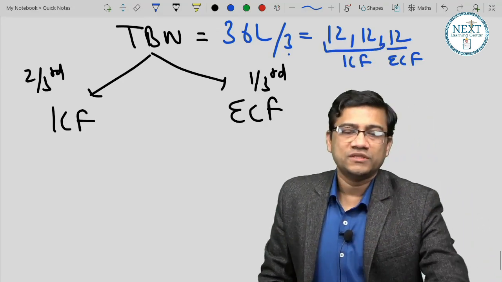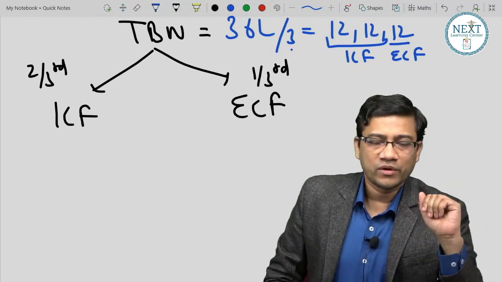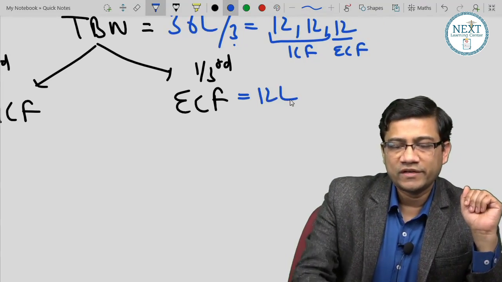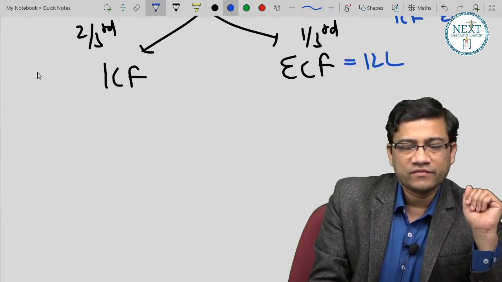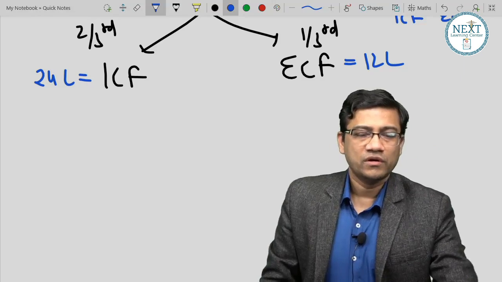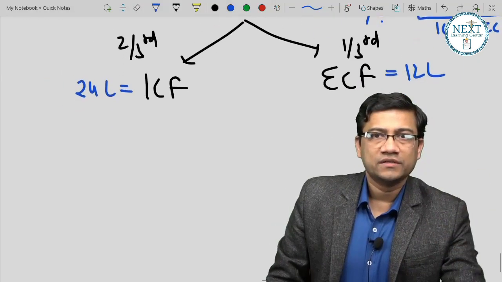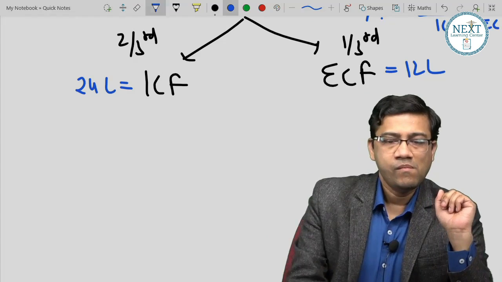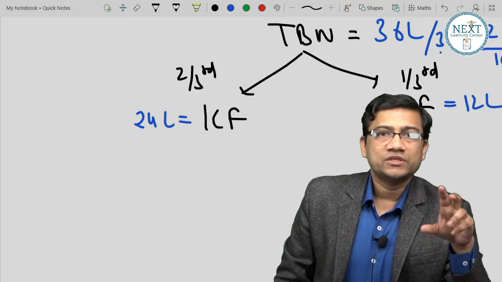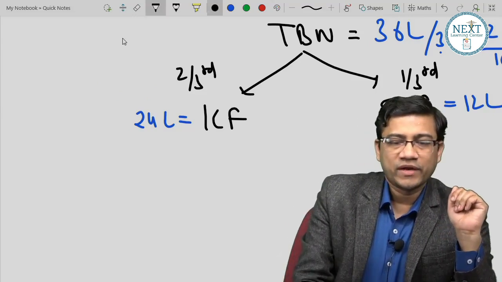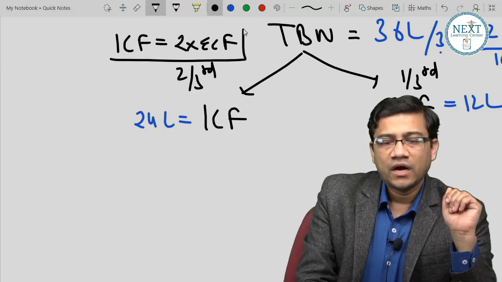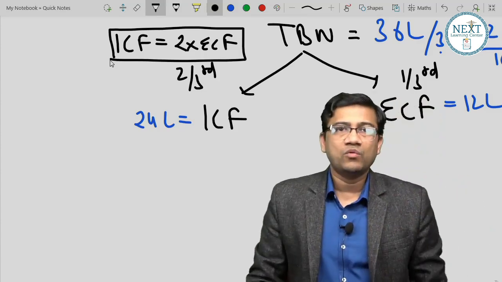So how much would be the ECF? It is around 12 liters. And how much is ICF? 24 liters. Clear? Next question. Since this 2/3 is there, can I say ICF is twice ECF? Yes, roughly ICF is double the amount of the ECF.